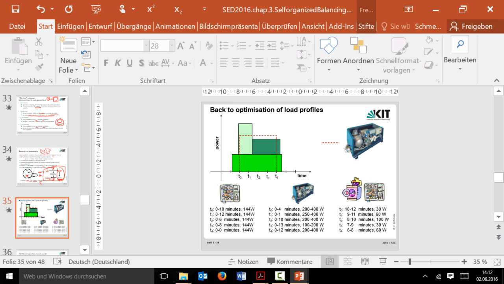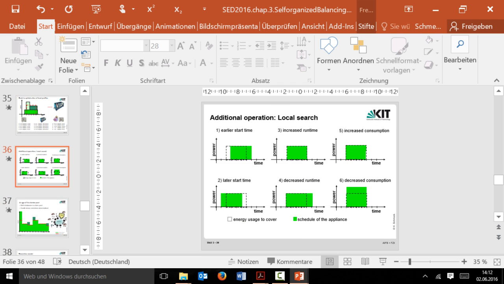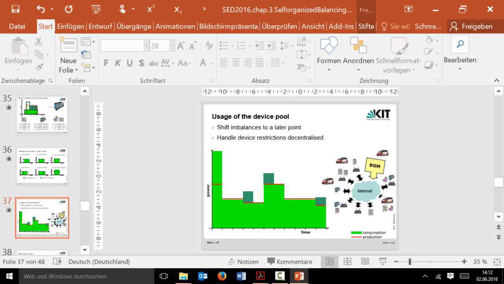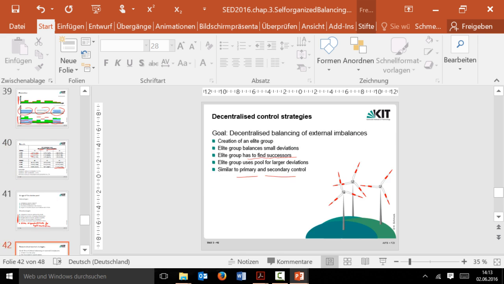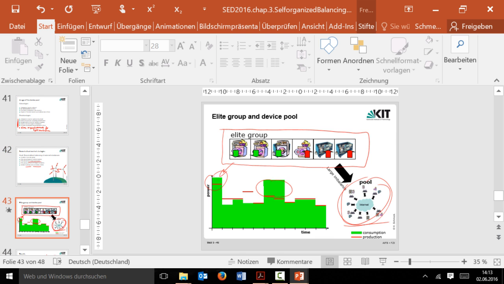Okay, then we looked back again into our optimization problem, looked at local search approaches, looked again at the device pool, how it can be used for optimizing the balanced schedule again. And there was this simulation model, and then we had the final idea of the elite group.